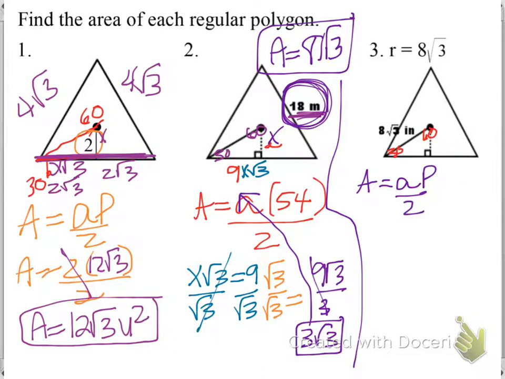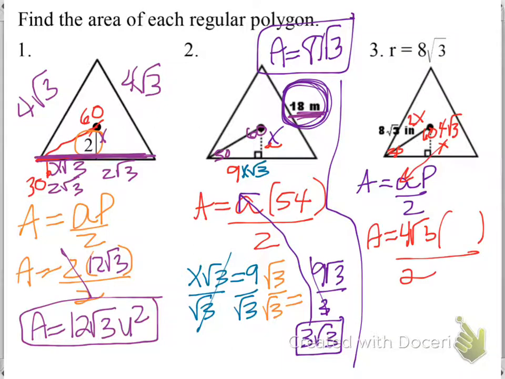That is my 2x side. So if I want to know x, I'm just going to divide that by 2. And so x here is 4 square root of 3. That is our apothem, so I can start filling that in. That's 4 root 3. We still need the perimeter over 2.